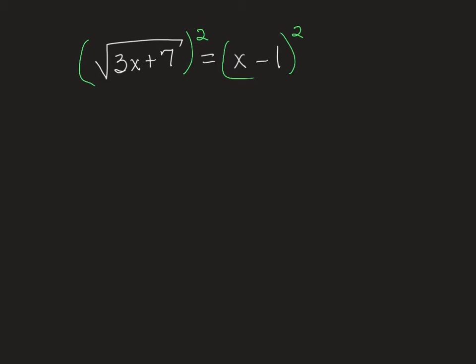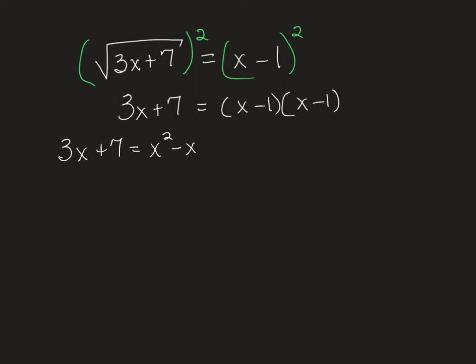What happens is your radicand comes out of the radical, so the part that's underneath comes down. And then I'm left with x minus 1 times x minus 1. So I have to FOIL that part. I'm going to slide over a little bit. So 3x plus 7 is now going to equal x squared minus 2x plus 1.